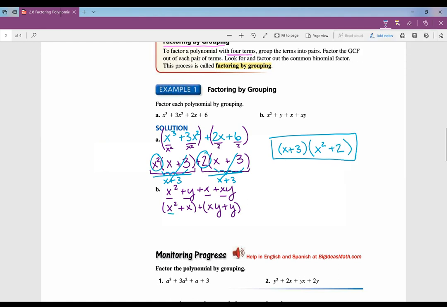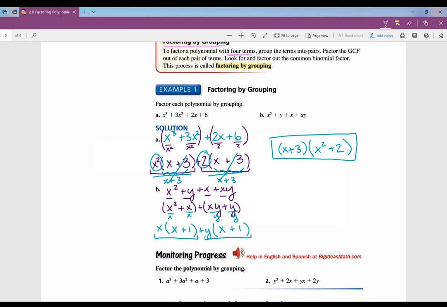So if we're looking at x squared plus x, what do those have in common? Well, they both have an x, right? So if we divide by x, we're going to be left with x plus 1. And if we look at our second term, what do those have in common? They both have y. So if we pull y out, then we're going to be left with x plus 1. So now again, we have 2 terms. We have x times x plus 1 and y times x plus 1.